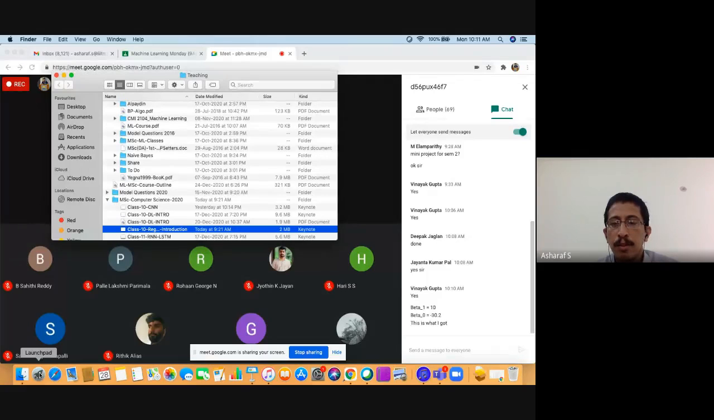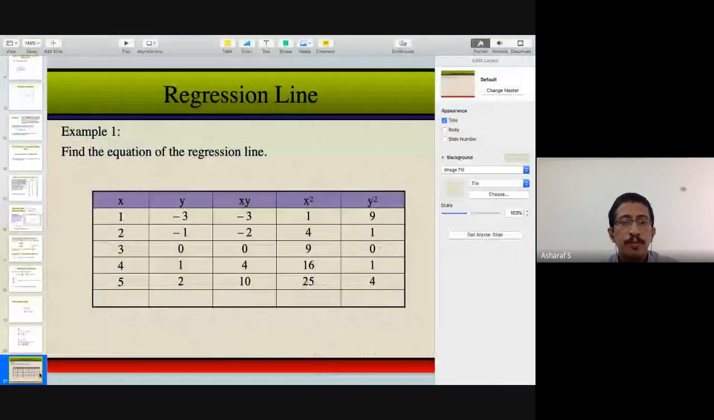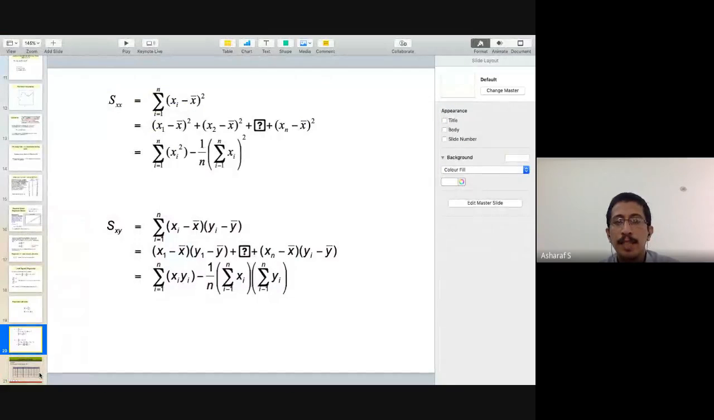No, you're wrong, Vinayak. You don't get that sort of values. I have done that. There's something wrong with your calculation. Just check your Sxx and Sxy values. I've done that. I've got the result also here. Your calculation is wrong. So xi, yi, just write these equations carefully, and you get this.